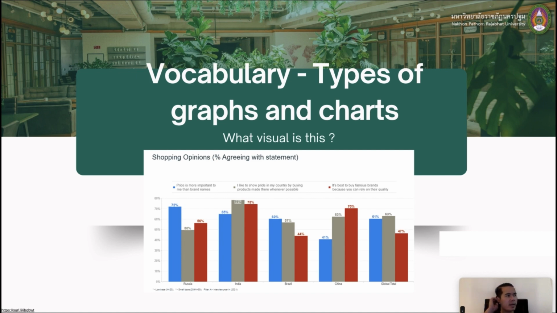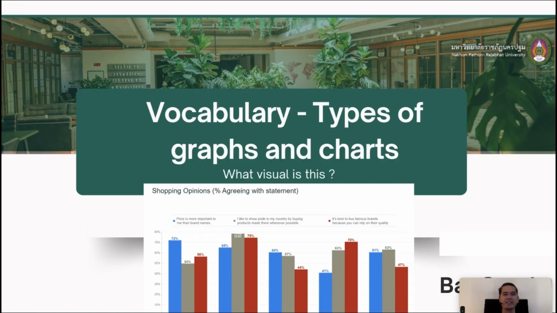There are so many graphs out there. We have the line graphs. We also have charts, pie charts, bar graphs. Okay, this one is a bar graph. Good. Next.